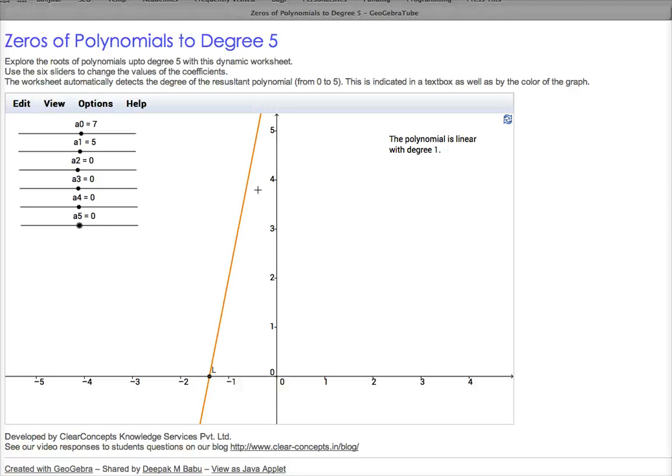Now we just found the 0 of this polynomial. And if you remember, it was minus 7 by 5. It's approximately minus 1.4, or well, exactly minus 1.4. Do we agree that this is the value over here? That's where this L is pointing. That is the 0 of the polynomial.